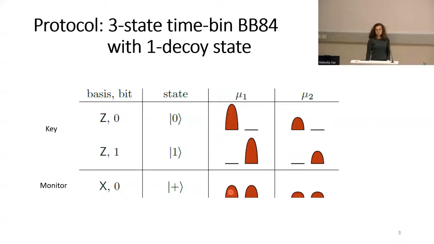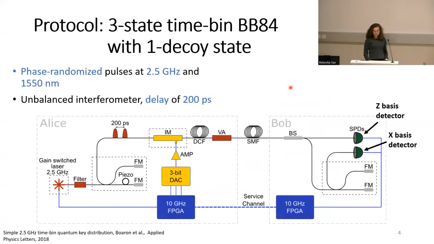We use weak coherent pulses, and to be robust against photon number splitting attacks, we use the one decoy state protocol. Hence, we encode in 2 different mean photon numbers, mu1 and mu2. So how is this implemented? Here I show you a schematic of our fiber-based setup.